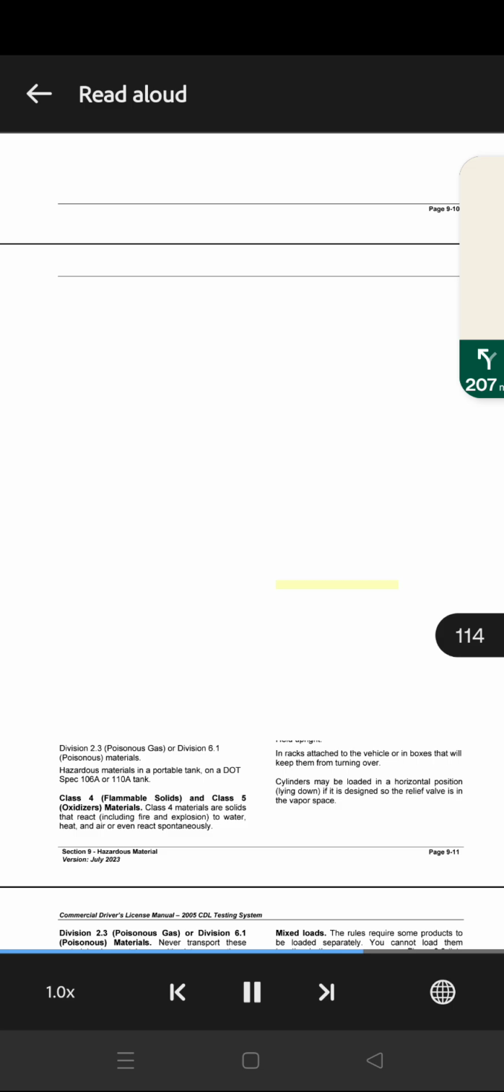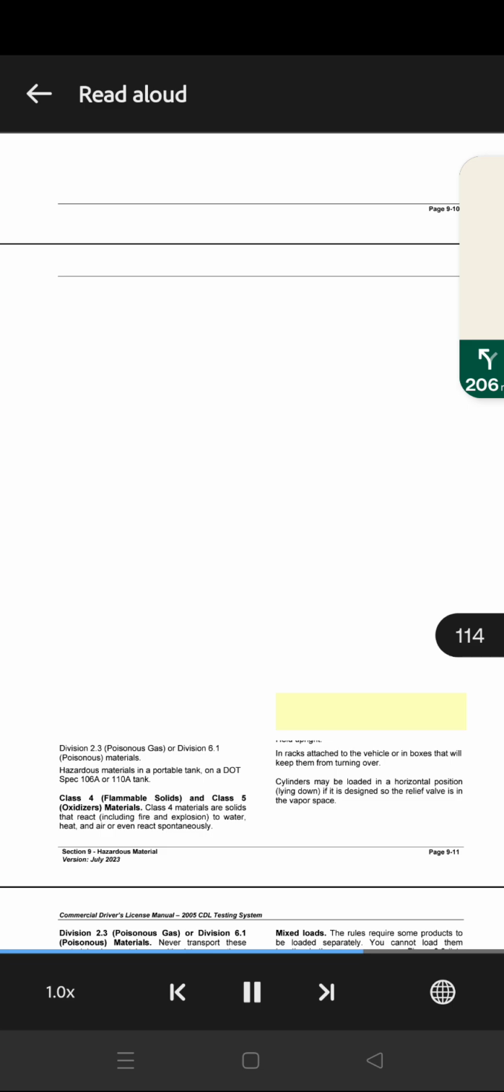Never load corrosive liquids with Division 1.1 or 1.2, Division 1.2 or 1.3, Division 1.5 blasting agents, Division 2.3 Zone A poisonous gases, Division 4.2 spontaneously combustible materials, or Division 6.1 PGI Zone A poison liquids. Class 2 compressed gases including cryogenic liquids.